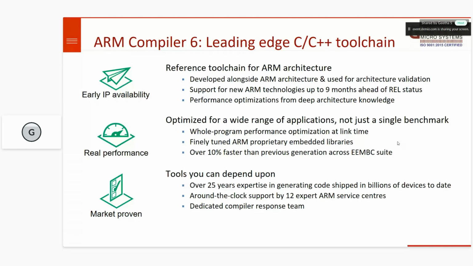So thereby it will reduce the code size, or it will try to generate more optimized code. Then, finely tuned ARM proprietary embedded libraries. So ARM compiler comes with ARM libraries, and these have optimized C functions, which are targeted for specific ARM architectures. And in addition to that, ARM compiler also has a microlib.